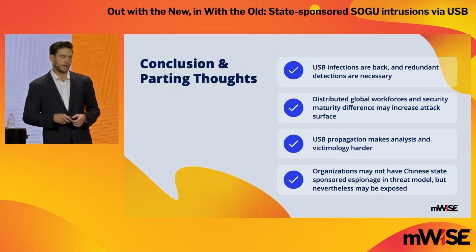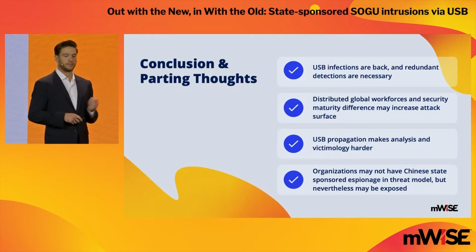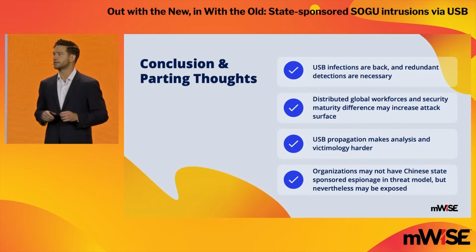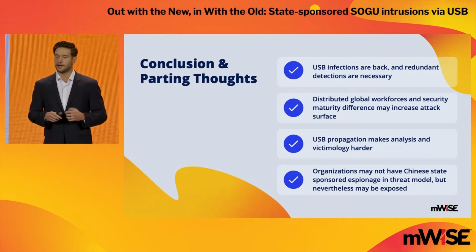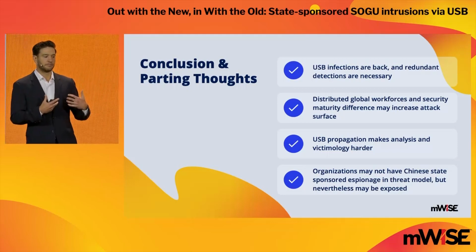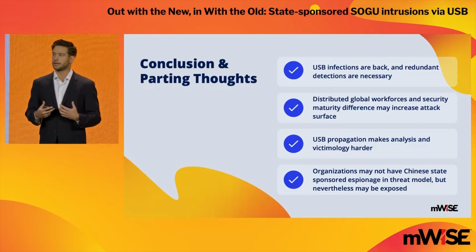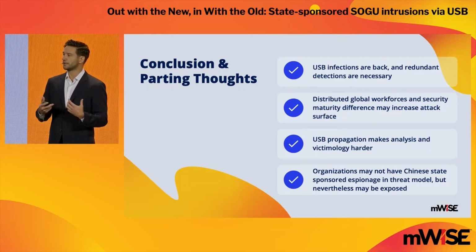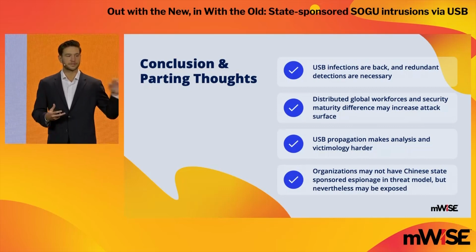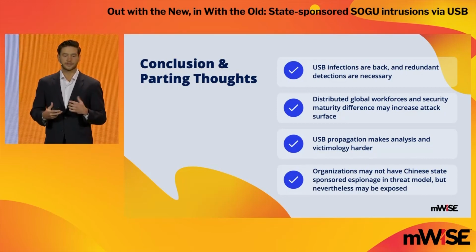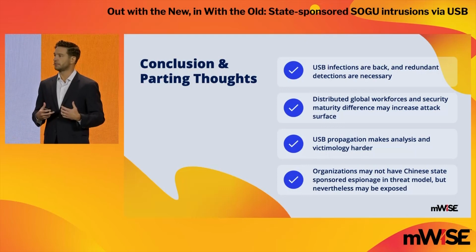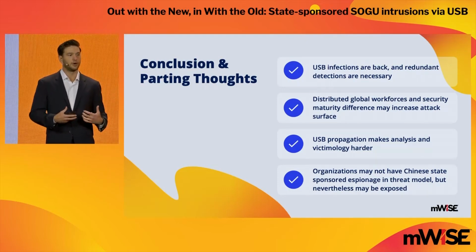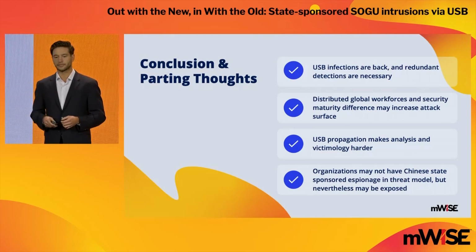On to conclusions and parting thoughts. Number one, based on the data presented from 2022 and 2023, it's clear USB-based intrusions are back. And if we think about how defenders can better respond to this sort of activity, it's important to have redundant detections, not only throughout the attack lifecycle, but also those malware-specific detections Ray talked about. This will enable defenders to differentiate whether they're facing a financially motivated threat actor executing a USB-based campaign or a state-sponsored threat actor.